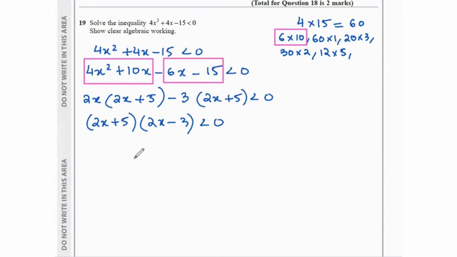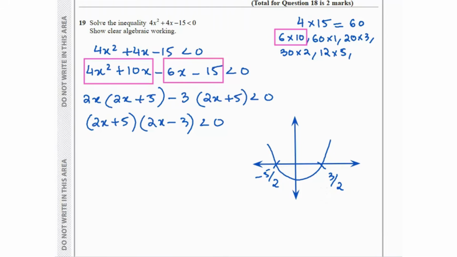Now comes the part where it's different from solving a quadratic equation. We don't have something equal to 0, we have the brackets less than 0. So what you will do is draw a rough sketch. These two represent your x-intercepts. One x-intercept is negative 5 over 2 and the other is 3 over 2.